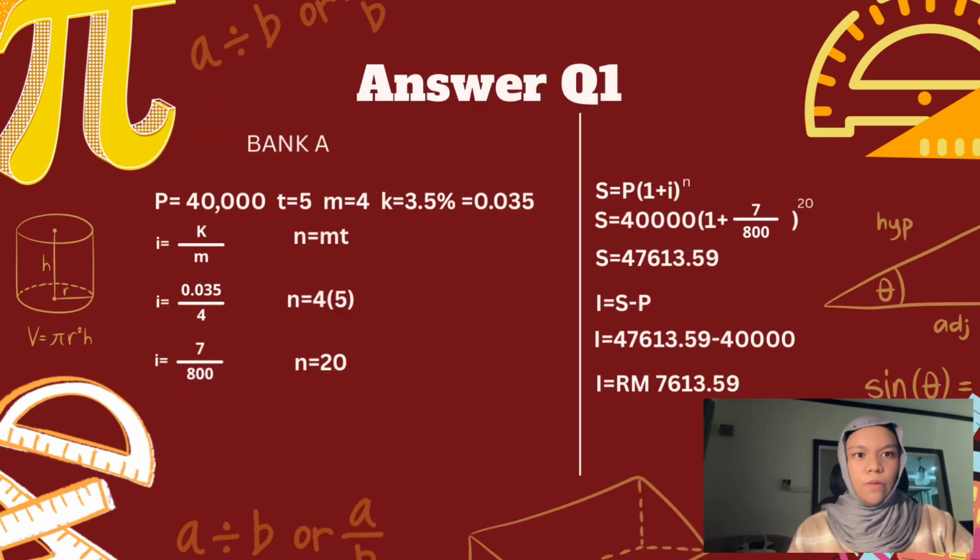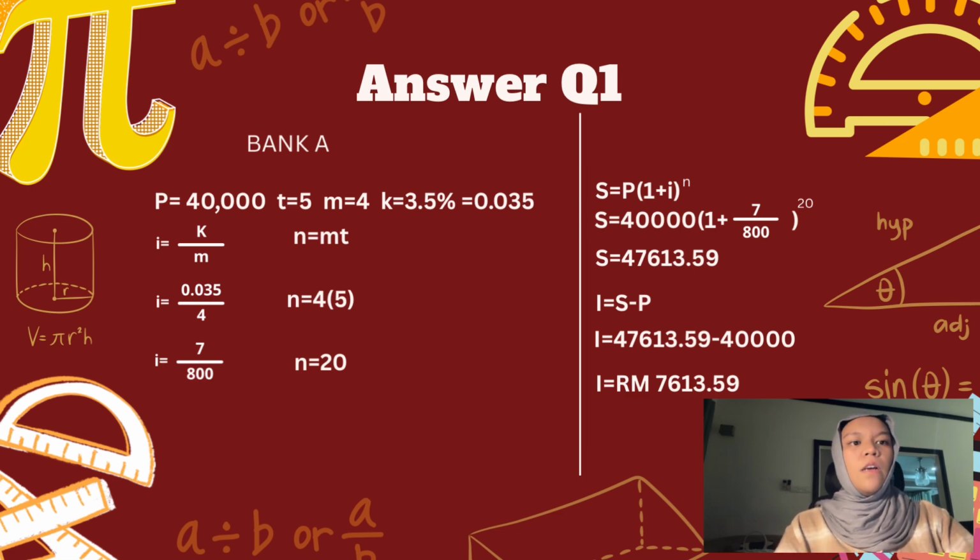First of all, we need to find the interest given by Bank A. So our P value is 40,000, T value is 5, M value is 4 because it's compounded quarterly, and our K value is 3.5%, which is 0.035. For I value, we will use the formula K over M, so we will get 0.035 over 4 equal to 7 over 800. Finally, for N value, we will use the formula N equal to MT, so N equal to 4 times 5 equal to 20.